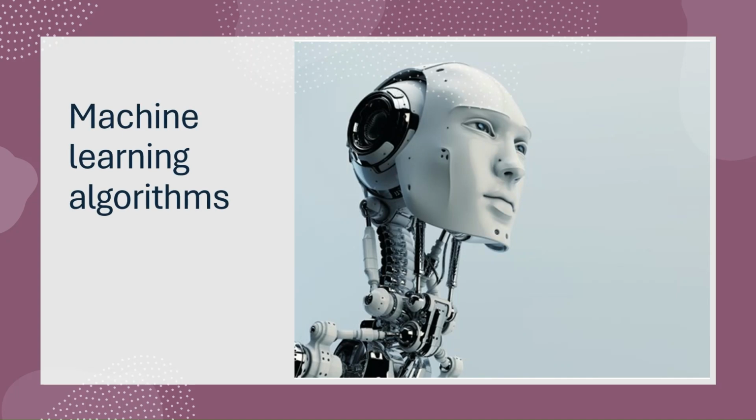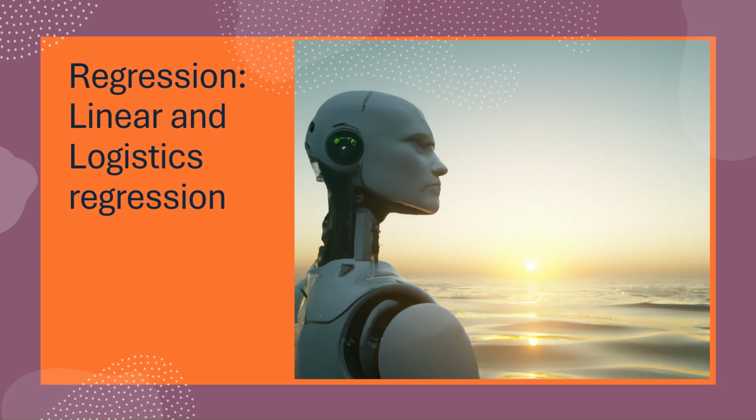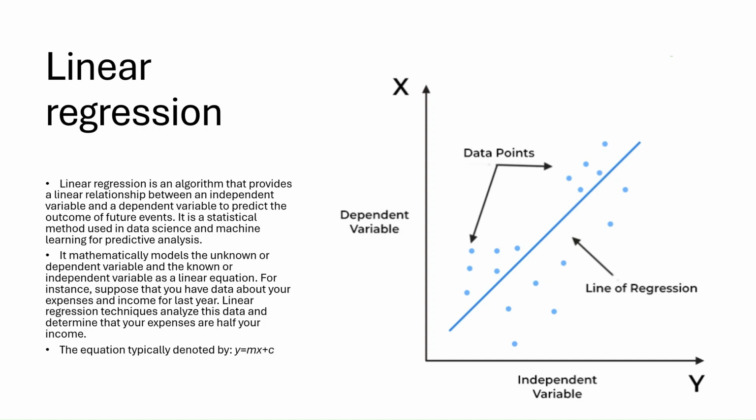Machine learning algorithms could include regression algorithms, that is linear and logistic regression. Linear and logistic regression are a classic example of plotting out the data points, coming to a conclusion, extrapolating the conclusions and finding out what is going to come next. Linear regression is an algorithm that provides a linear relationship between an independent variable and a dependent variable to predict the outcome of future events.